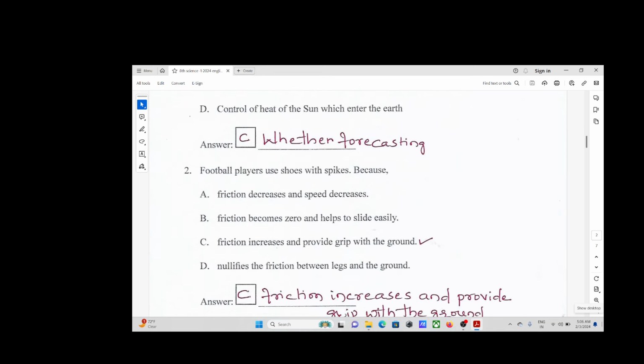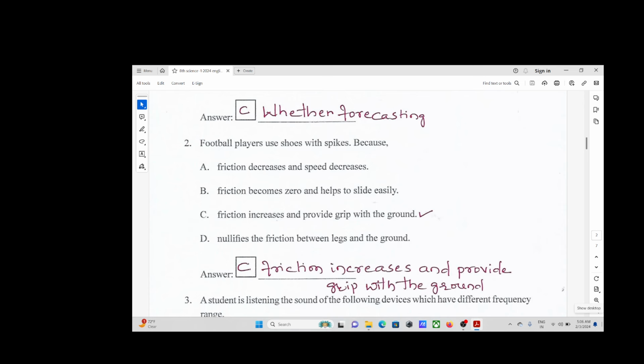Question number 2. Football players use shoes with spikes because option A, friction decreases and speed decreases. Option B, friction becomes zero and helps to slide easily. Option C, friction increases and provide grip with the ground. Option D, nullifies the friction between legs and the ground. Correct answer is option C, friction increases and provide grip with the ground.